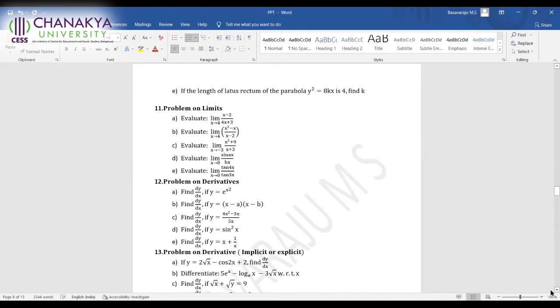Then the 12th one and 13th one are based on derivatives. So a simple derivative, remember, don't go into the depth of derivatives, or calculating the derivatives of a few functions without using that.